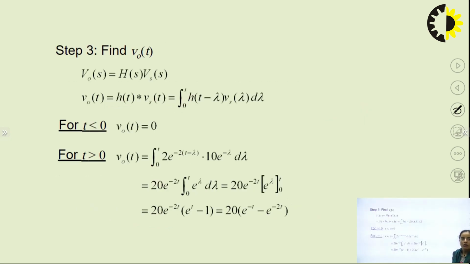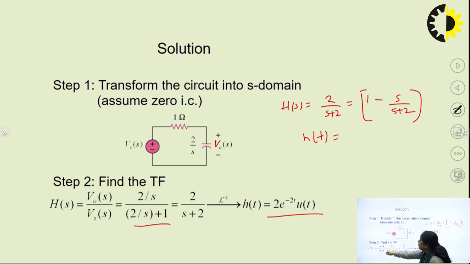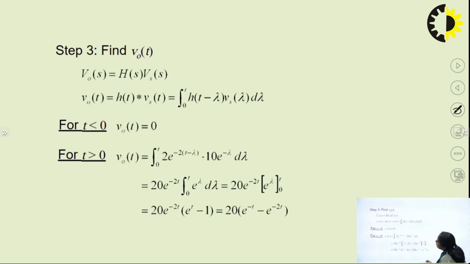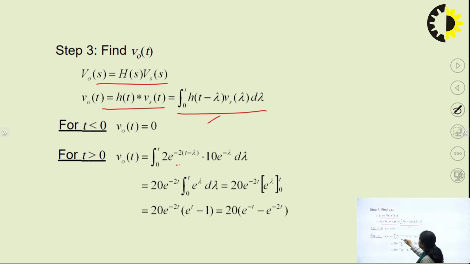So now from this relation, V naught S is Hs into Vs. Okay, but V naught T is HT convolution VST. So you will have to calculate the convolution. Okay, so this is the way by which you can find out this integral, because HT you have calculated and VST is 10 e to the power minus t.